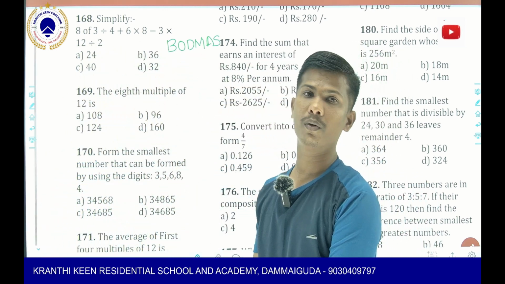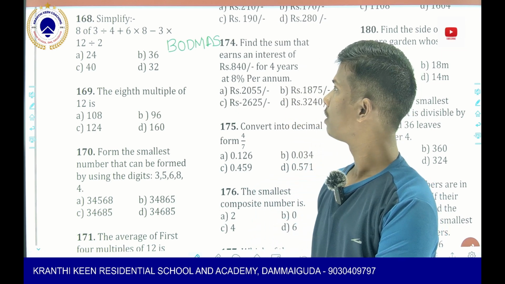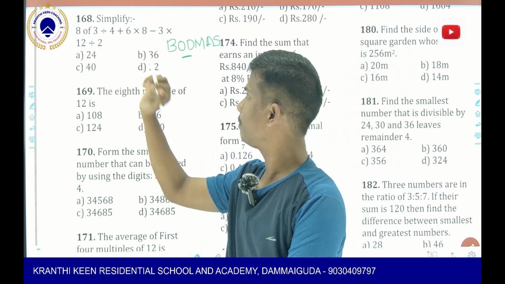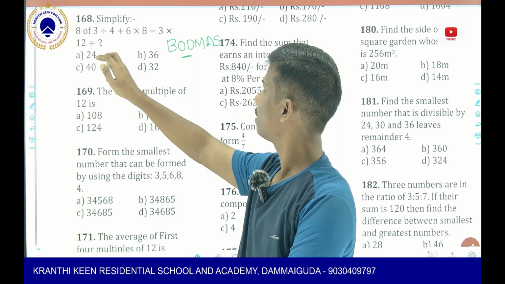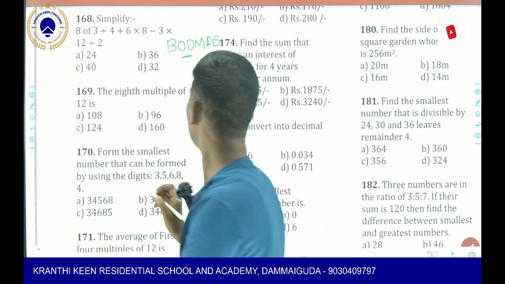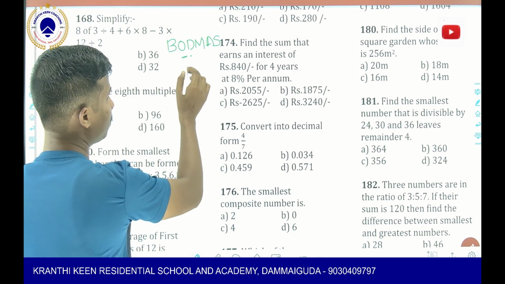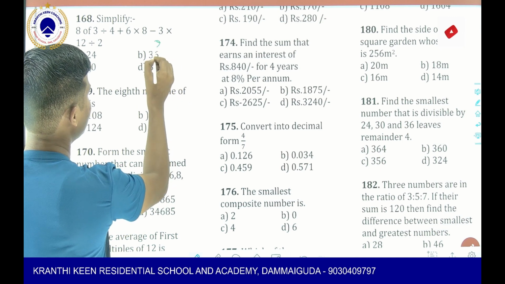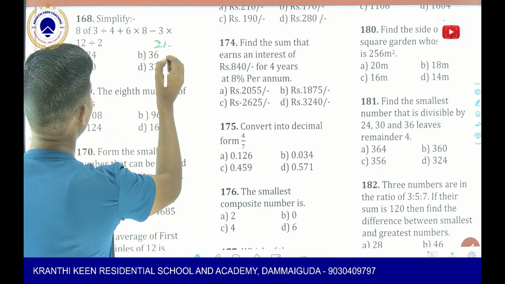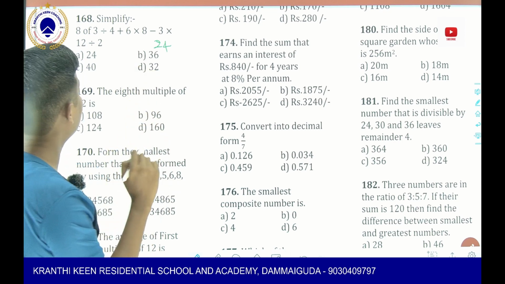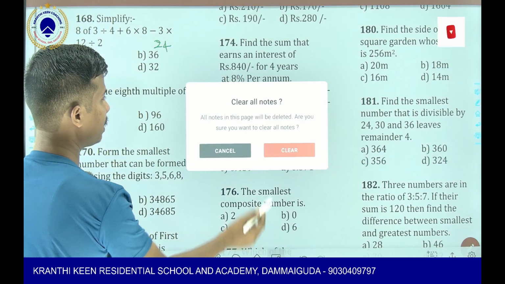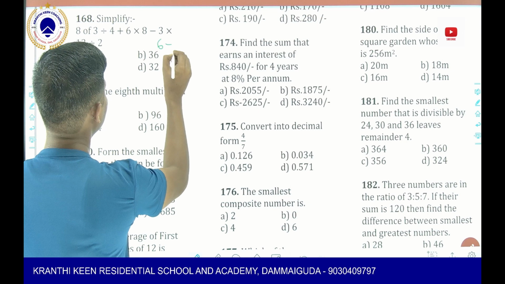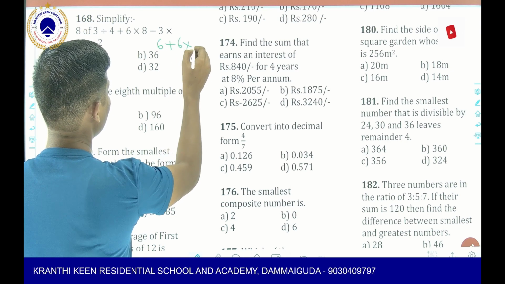First, of means into only. But whenever there is a mention of "of", you have to do that operation first. 8 of 3 means 24. Directly 24, you write. This is clear, no? BODMAS. 8 of 3 means 24. Divided, and what is after of? 24 divided by 4 means how much will you get? 6, no? 24 by 4 is 6, and 24 plus 6 into 8.